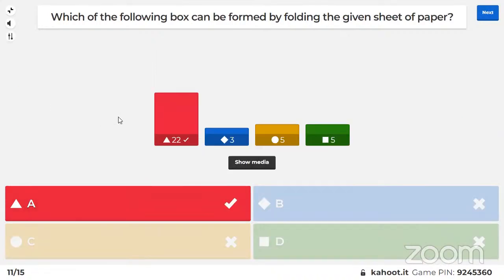All right, so which of the following boxes can be formed by folding the given sheet of paper? The answer is A. The figure in option A is the correct answer.